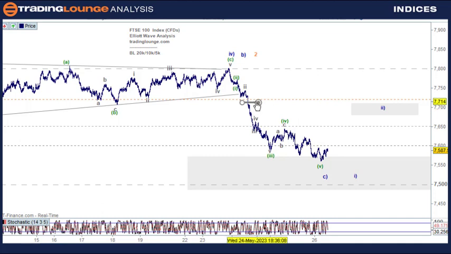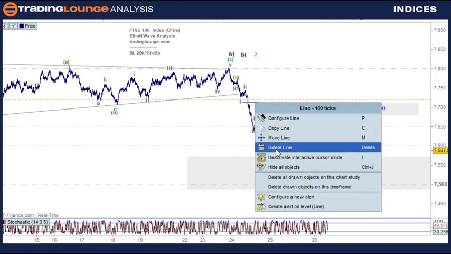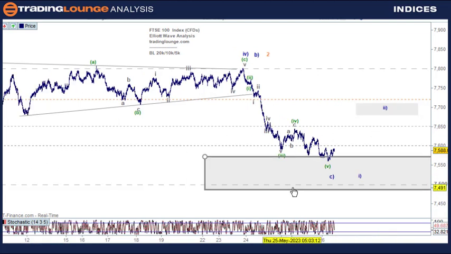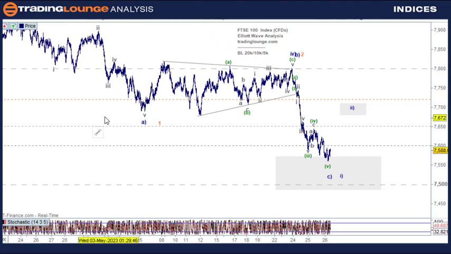If you're short from this point here, I was going to remove that. You need to get out at this point. So we're going to be looking for a corrective rally here. Now, all of this here, we could view as some sort of A wave, B wave, and C wave down here, and that's the end of it, and we go up at that point.